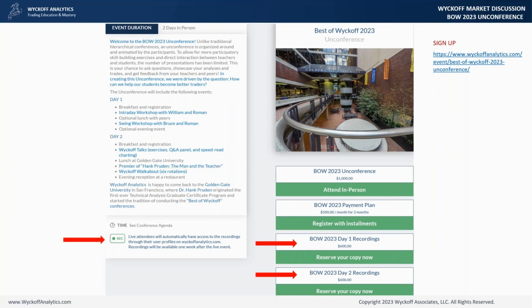And then on day 2, we'll have the whole team. So it's also going to be very exciting just to see all of the faces, hear their voices. We're going to have this wonderful speed read charting. The competition will be a little bit competitive between Bruce, William, Alessio, and myself. We'll have the Q&A panel for the whole team. So it's going to be very, very interesting and fully packed.